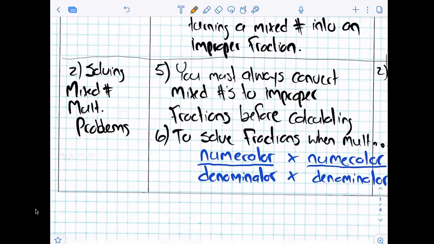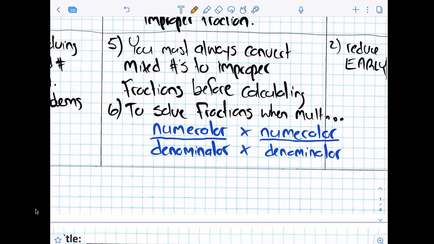Okay, here we go. Number 5, read it together. 1, 2, 3. You must always convert mixed numbers to improper fractions before calculating. This is really good so far.